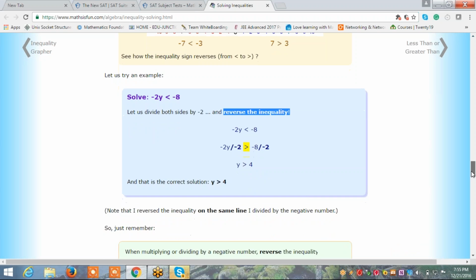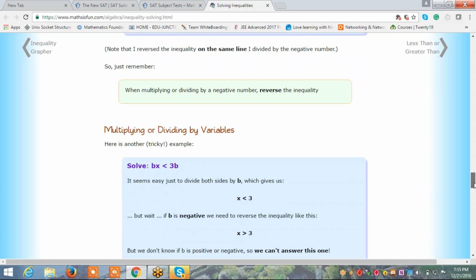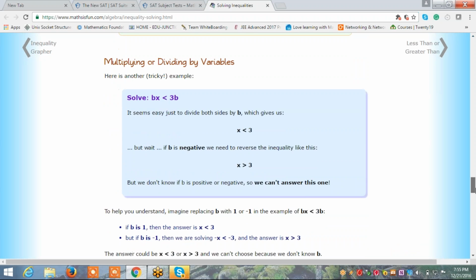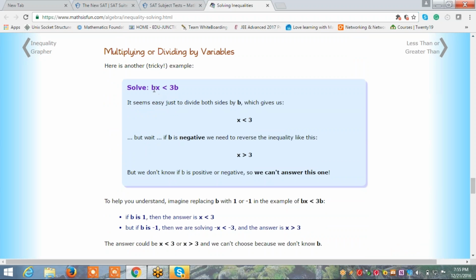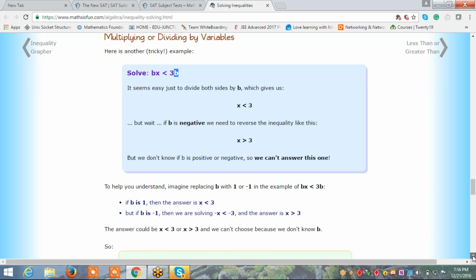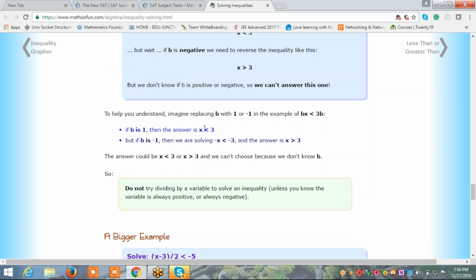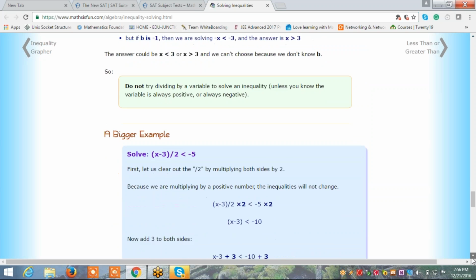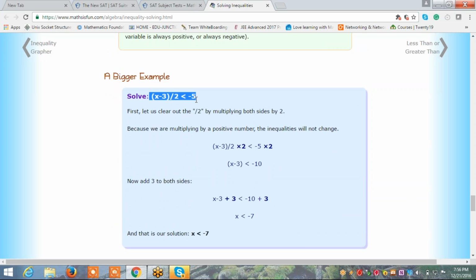The next part is multiplying or dividing by variables. As I told, when you multiply on the LHS, on the RHS also you have to multiply with the same one. If it is a negative number, the symbol changes. Greater symbol becomes lesser, lesser symbol becomes greater. With this, we're going for one bigger example.